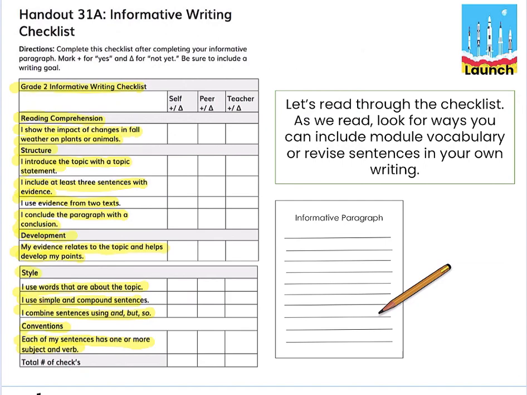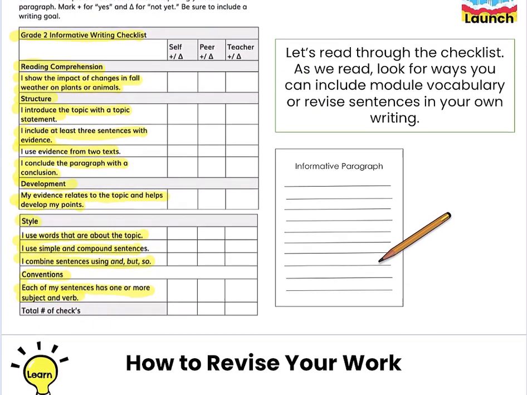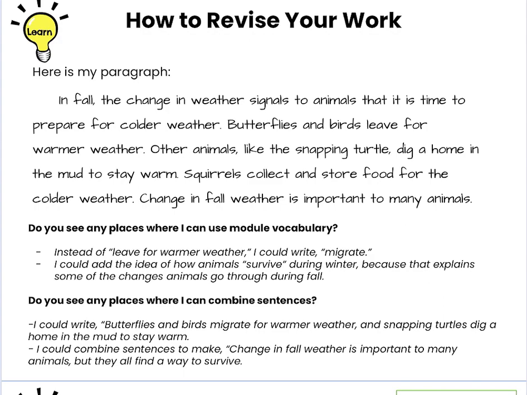I'll show you an example of what it means to revise your paragraph. Here's my paragraph that I've written. It says, in fall, the change in weather signals to animals that it is time to prepare for colder weather. That's my topic statement. Butterflies and birds leave for warmer weather. Other animals, like the snapping turtle, dig a home in the mud to stay warm. Squirrels collect and store food for the colder weather. Change in fall weather is important to many animals.